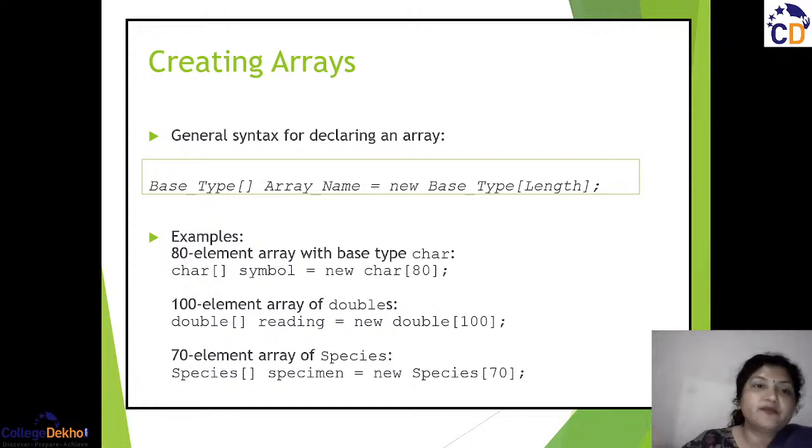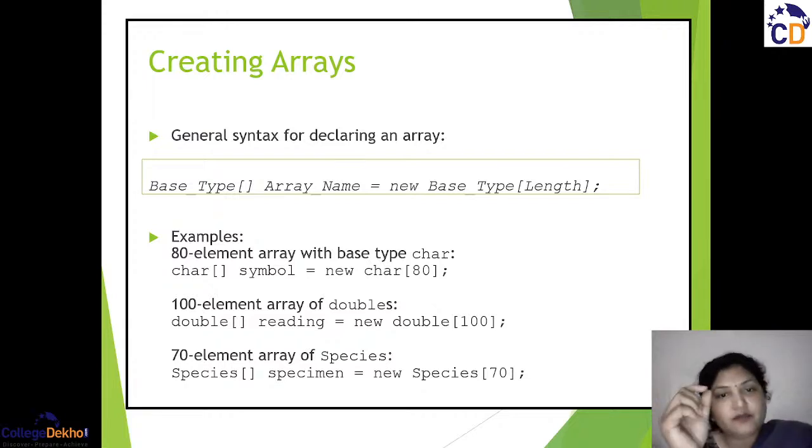The first part is you have the base type, the type of the data items in the array, then a space and the array name. Then, in the C programming language we would be using malloc, but here we use new, and again the type of the array, and then the length or size of the items in the array. For example, the first example talks about an 80-element array with the base type char. The array consists of all the elements that are of type character.